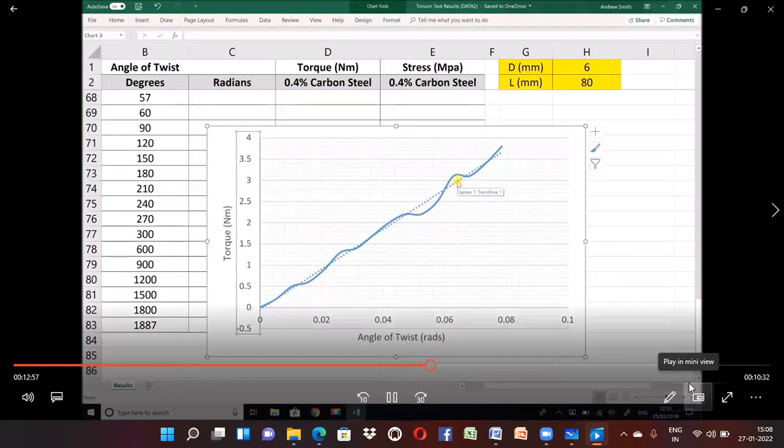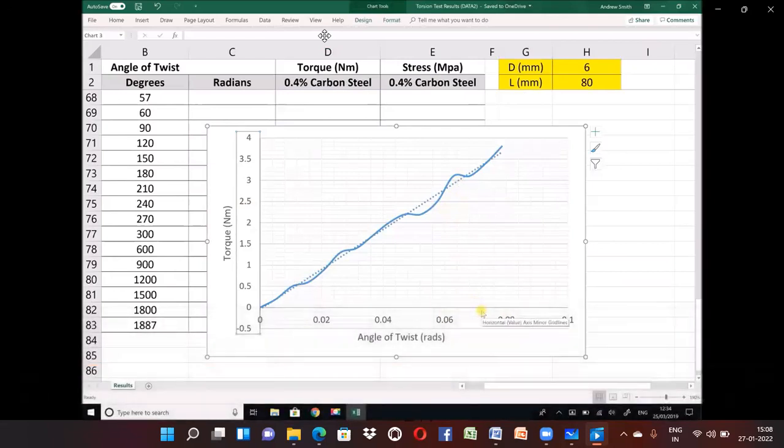And I'm going to take this point here. At this point here, we can see that the torque is 3 Newton meters. And we have an angle of twist there of 0.064. We can see from our scale that each of these increments equals 0.004 because we would have 0.064, 0.068, 0.072, 0.076 before we get to 0.08, so 0.064.